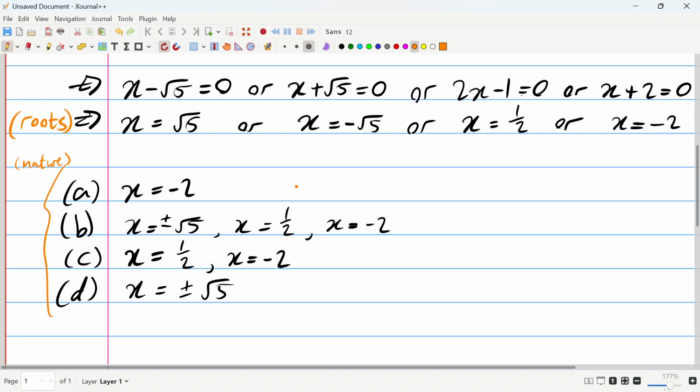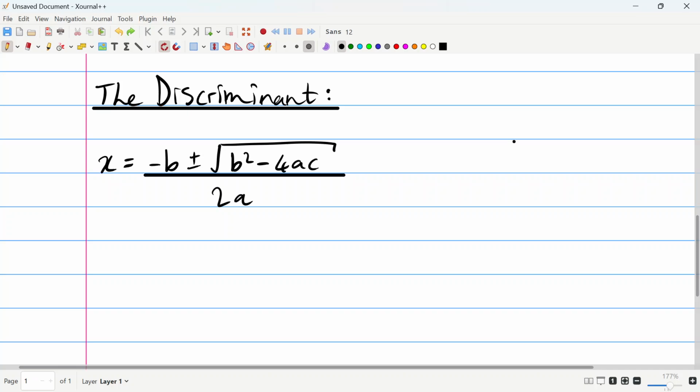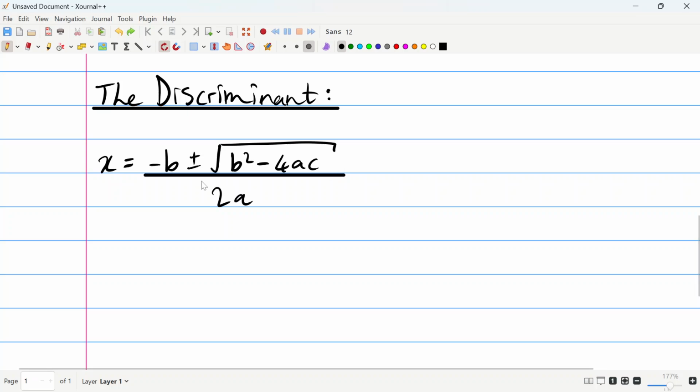Now let's get into the discriminant by using nature of roots. Okay. So now we have to deal with the discriminant, okay? So this is our quadratic equation, or our quadratic formula. Sorry. So our quadratic formula is this, okay? Everything looks alright.